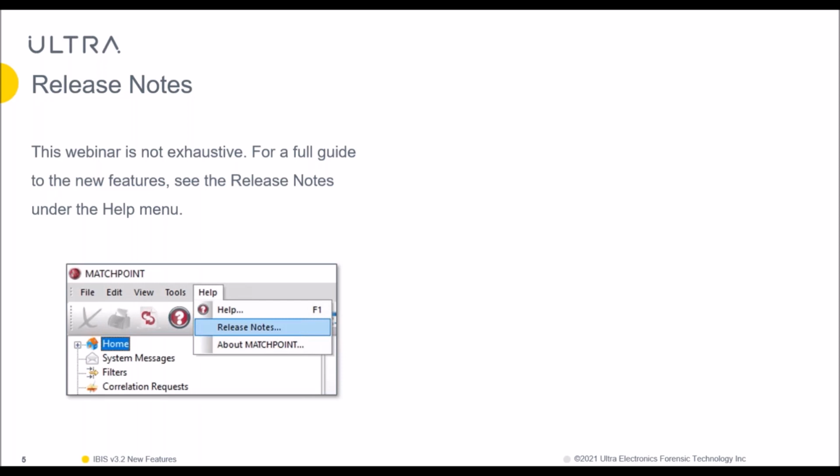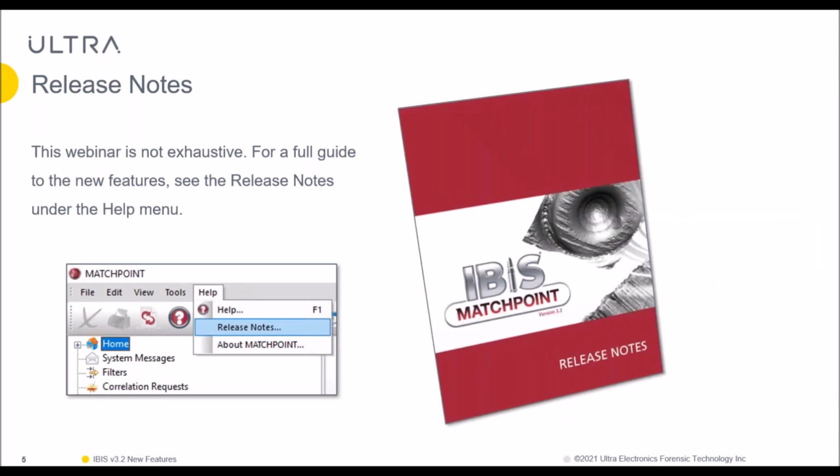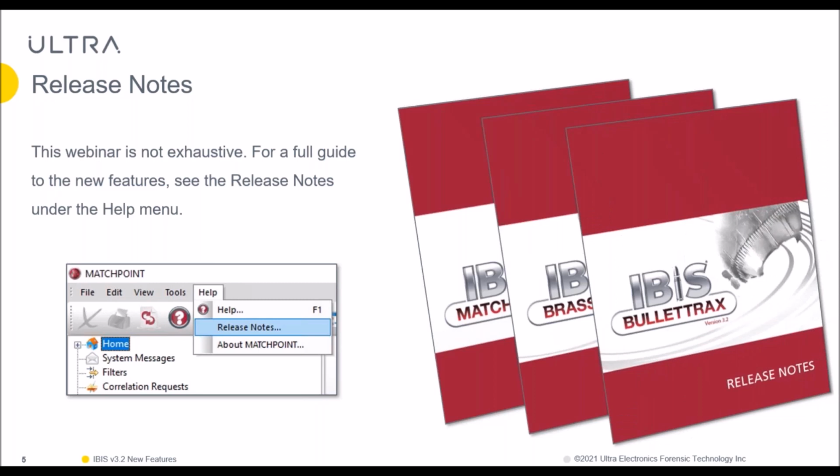Okay, so the list of features in this webinar is not exhaustive. As always, we're just covering the main topics. If you want a full guide to the new release, the release notes of the software will be available under the help menu in your application. You'll get a PDF of the release notes, which explains every new feature. Just below the release notes, the About Matchpoint option will tell you exactly which version you're running. So if you're running version 3.2 or 3.2.1, etc., that's where you'll find it out.